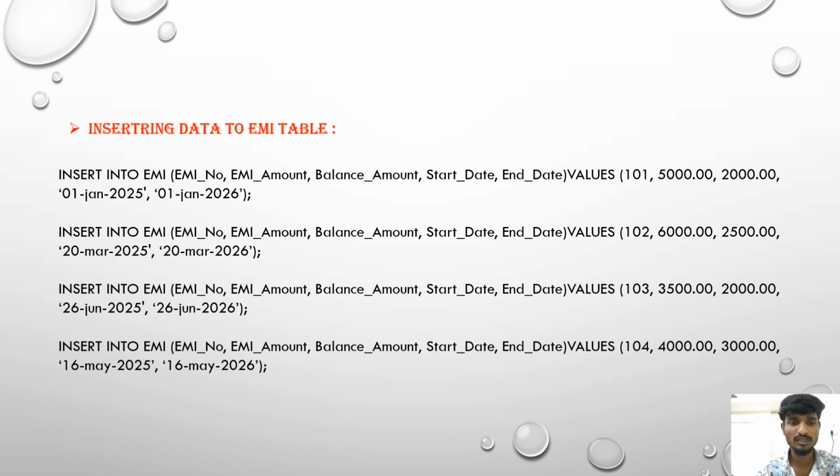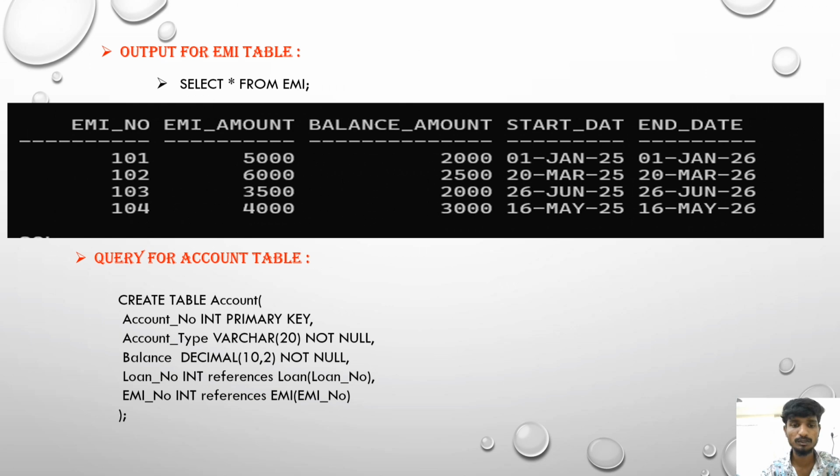Inserting data into the EMI table, I have given four values for EMI number, EMI amount, balance amount, start date and end date. 101 is the EMI number that is uniquely identified, so that's why it is a primary key. 5,000 is the EMI amount, 2,000 is the balance amount of the EMI. 1 Jan 2025 is the start date, and 1 Jan 2026 is the end date to pay the EMI. The output of the EMI table will show like this.